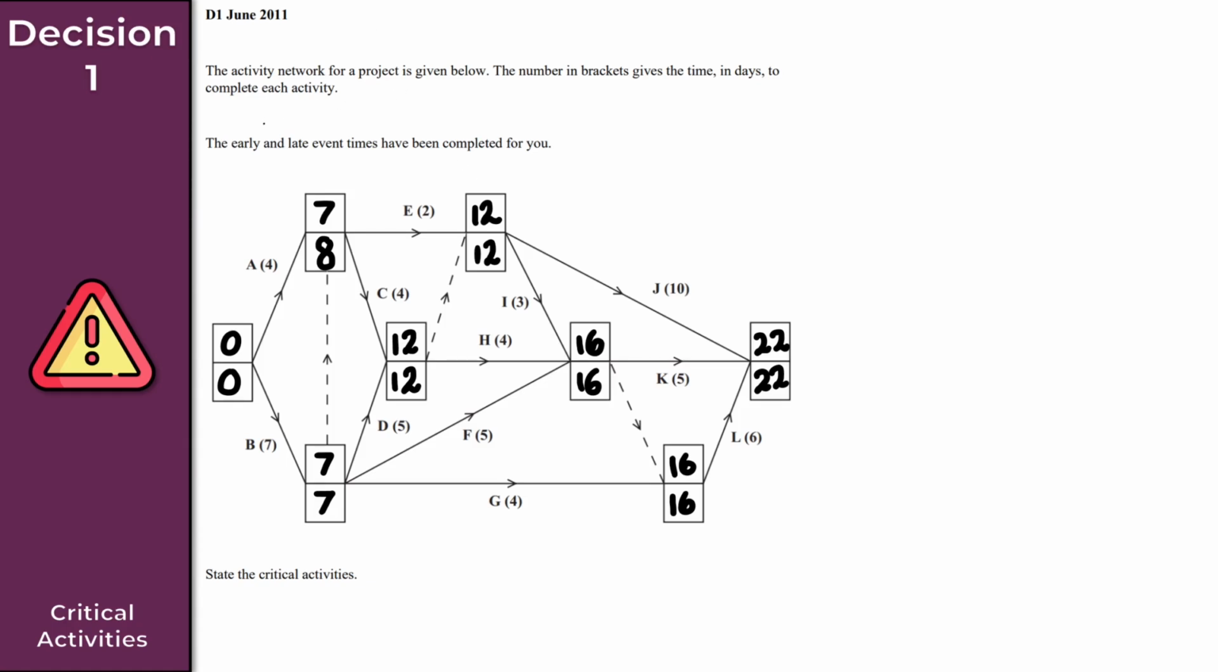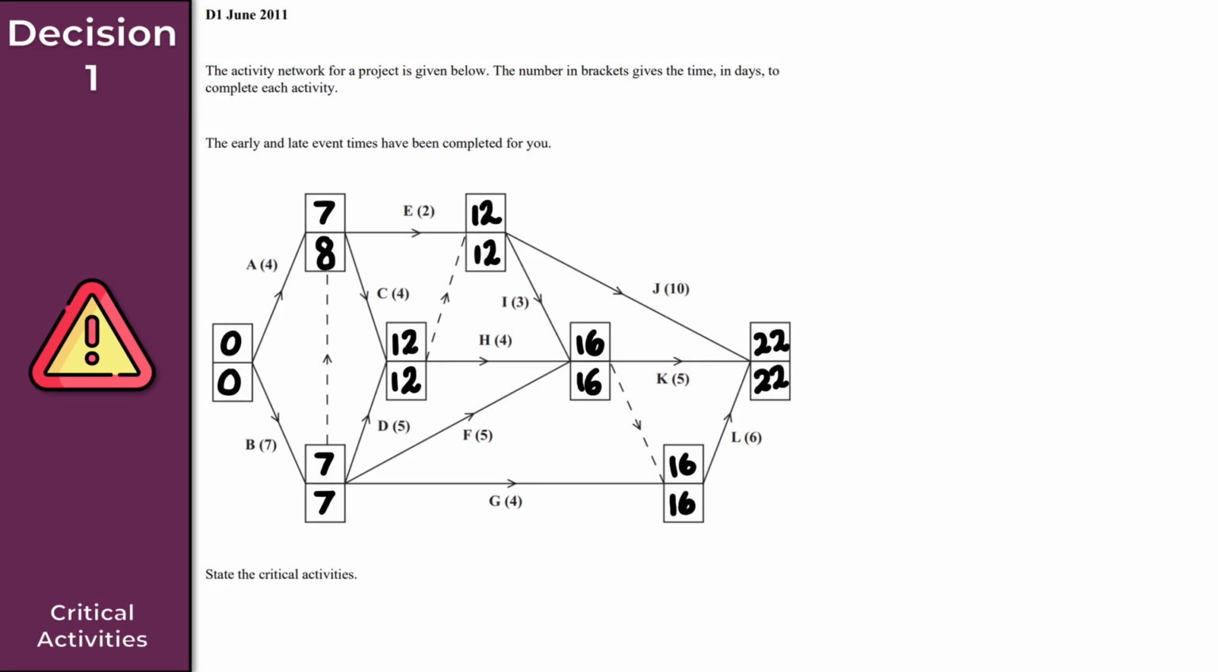For this question, we're told that the activity network for a project is given below, as we can see from our diagram. We're then told that the number in brackets gives the time in days to complete each activity. We're also told that the early and late event times have been completed for us, which we can see anyway from our diagram. For this question, all we want to do is simply state the critical activities.